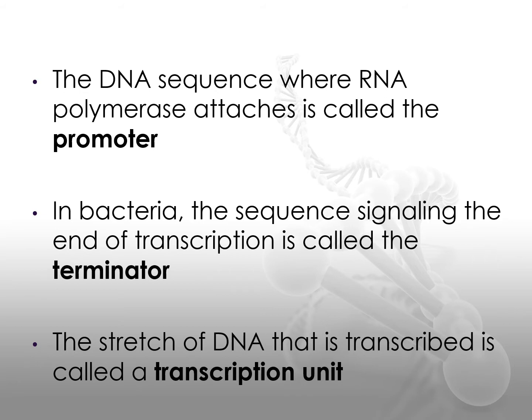Now, in bacteria, there's a sequence that signals the end of transcription, and this is called the terminator. Something else happens in eukaryotes, which we'll talk about later. And then the stretch of DNA that is transcribed is called the transcription unit. So the transcription unit is the unit that is going to be actually transcribed. So it's a section of DNA that is going to be transcribed into RNA or be used as a template to create RNA.